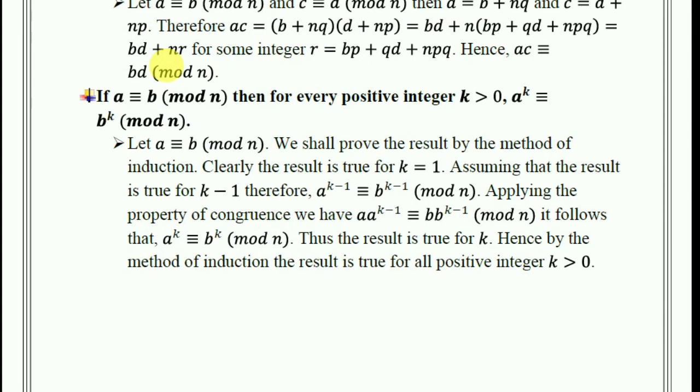Okay, the last property is, if a is congruent to b mod n, then for every positive integer k greater than 0, a to the power k is congruent to b to the power k mod n. This is for every positive integer k, meaning I have to use induction here. So I'll prove the result by induction. For k equal to 1, it is quite obvious because it is given a congruent to b mod n. Assuming the result is true for k minus 1, a to the power k minus 1 is congruent to b to the power k minus 1 mod n.